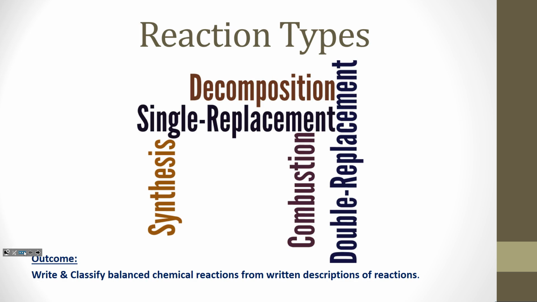Today we're going to review reaction types, and you would have done some of the reaction type stuff in grade 10. There's basically 5 major types of reactions that we're going to see, and knowing these types will help us to predict what the products will be in a reaction. So you may remember some of these terms as decomposition, synthesis, single replacement, double replacement, and combustion.